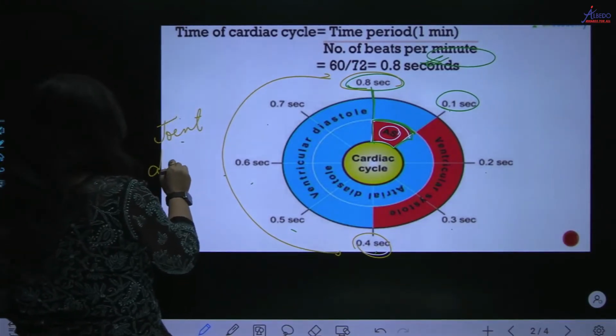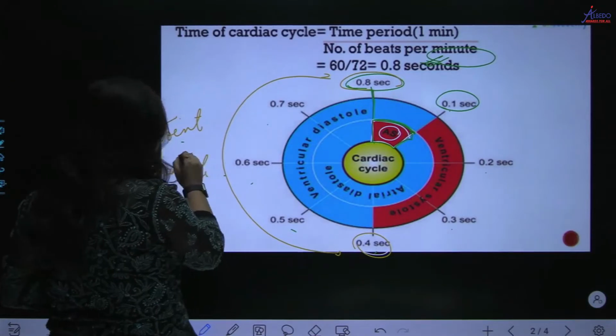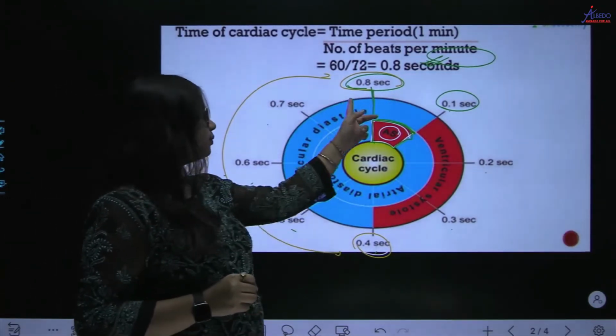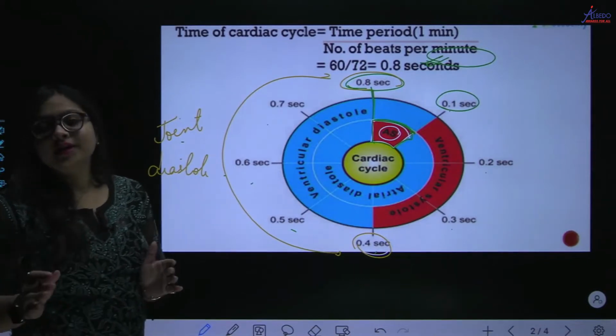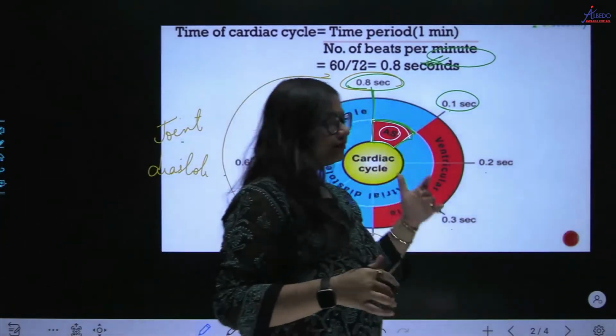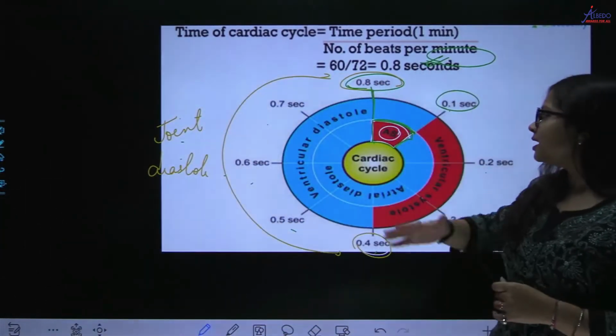Joint diastole. And why joint diastole? Because from 0.4 second to 0.8 second both your atria and ventricles are in diastole, okay. Now once the cardiac cycle starts, what happens?